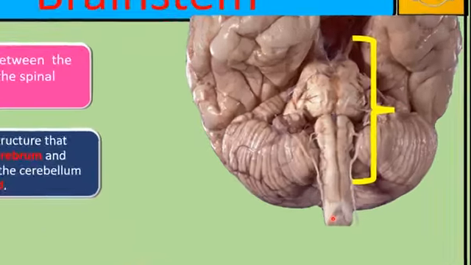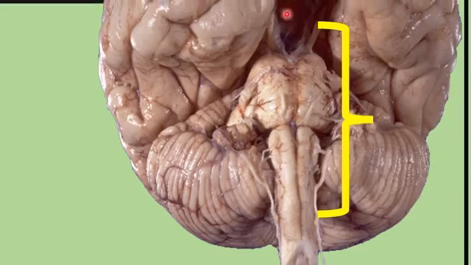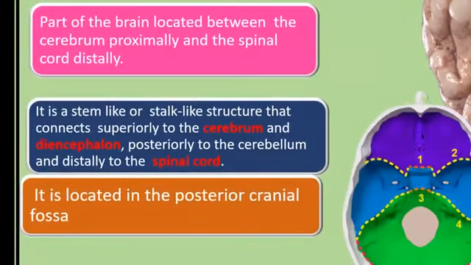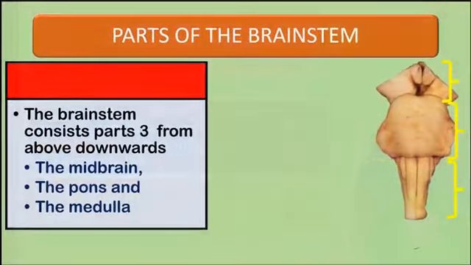Now proximally we'll be seeing the cerebrum here. Posteriorly, it connects to the cerebellum, and then distally it will continue as the spinal cord. So this part of the brain is located in the posterior cranial fossa. Here is the posterior cranial fossa, and this is the part where we are going to see the brainstem lodged in. We'll look at the parts of the brainstem.